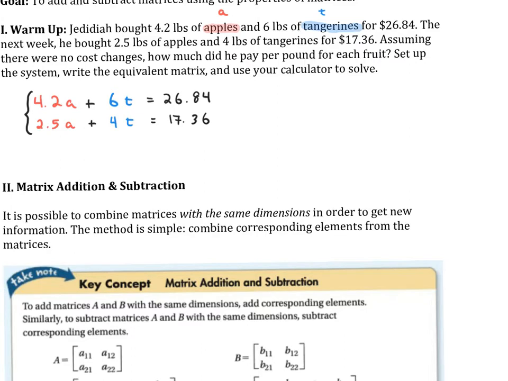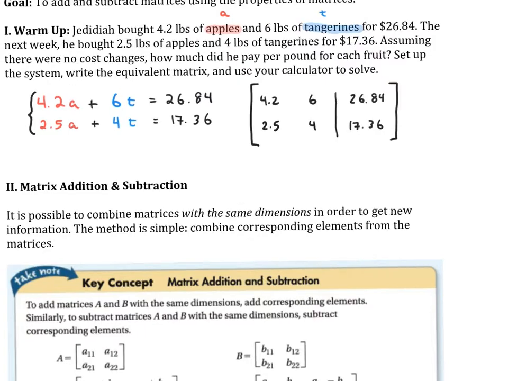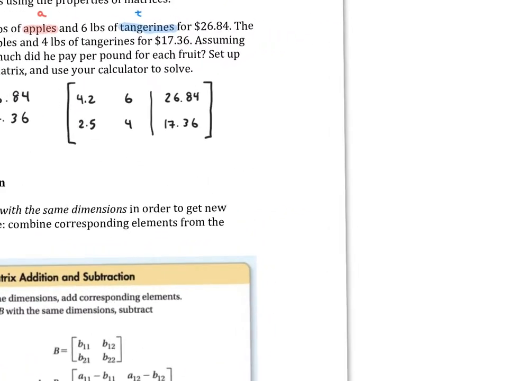So all we need to do is ignore the letters, and we're just going to put in the 4.2, the 6, draw a little line right here, and 26.84. And the next one is 2.5, 4, and 17.36. And there we go. Now all we have to do with this is plug this into our calculator and use the ref function, and it's going to look like this.